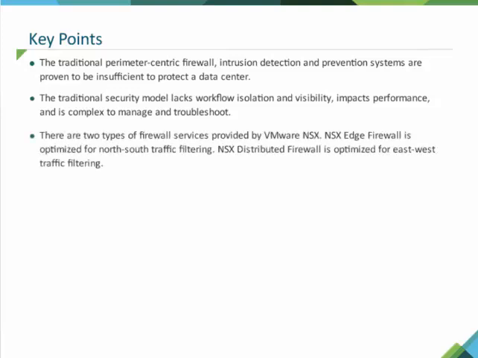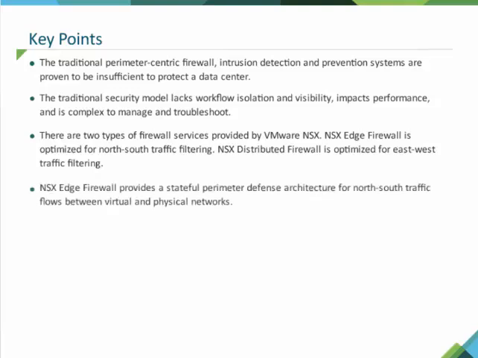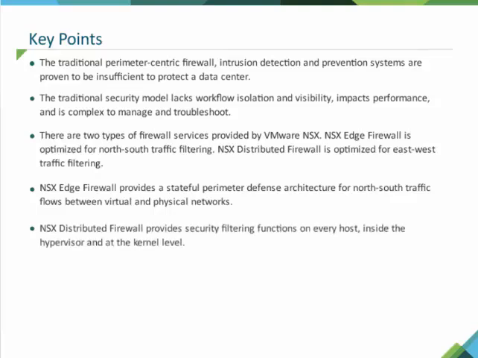There are two types of firewall services provided by VMware NSX. NSX Edge Firewall is optimized for north-south traffic filtering. NSX Distributed Firewall is optimized for east-west traffic filtering. NSX Edge Firewall provides a stateful perimeter defense architecture for north-south traffic flows between virtual and physical networks. NSX Distributed Firewall provides security filtering functions on every host inside the hypervisor and at the kernel level.